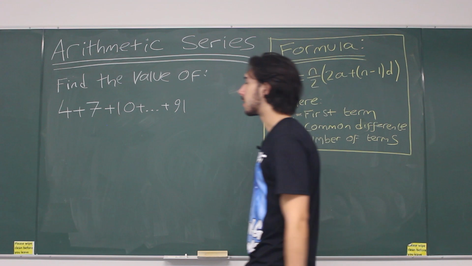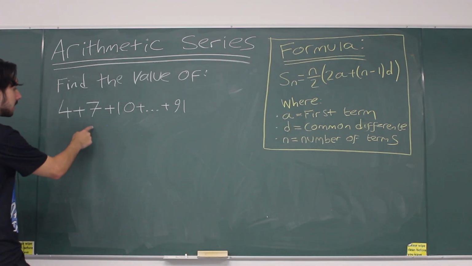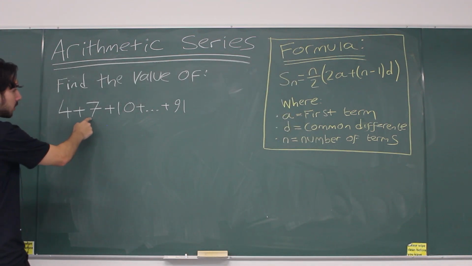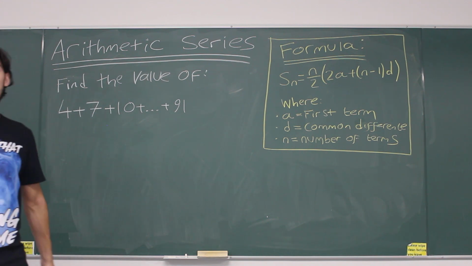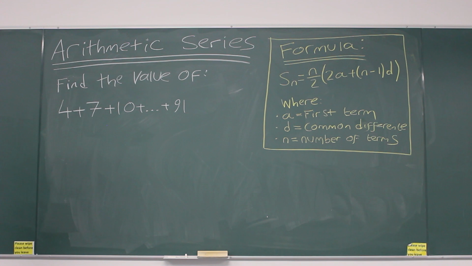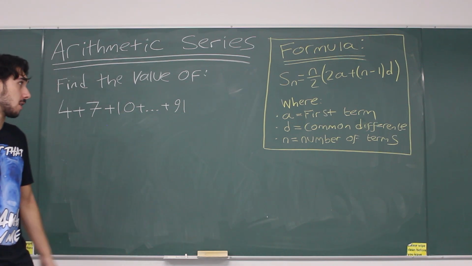But we should check that it is. We can see that it is because the difference between 4 and 7 is 3. The difference between 7 and 10 is 3. So we can suitably assume that this is an arithmetic series. But the problem is we don't know what n is. So what do we plug in for n? Because we can't just go straight into this formula right now.